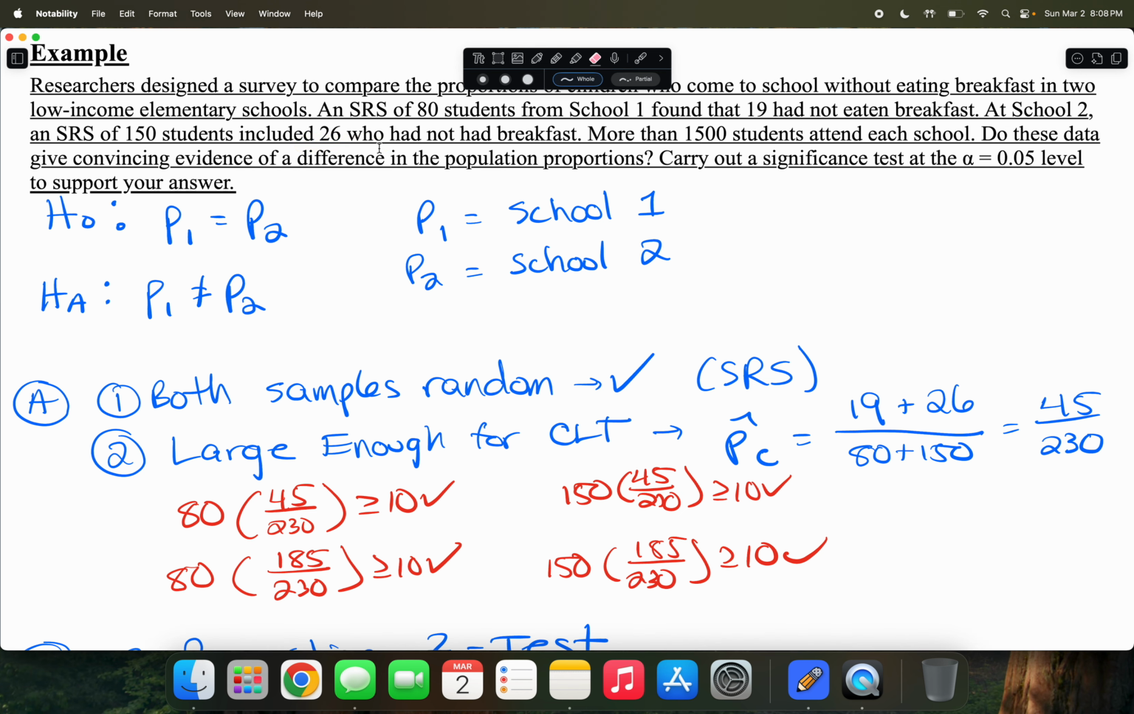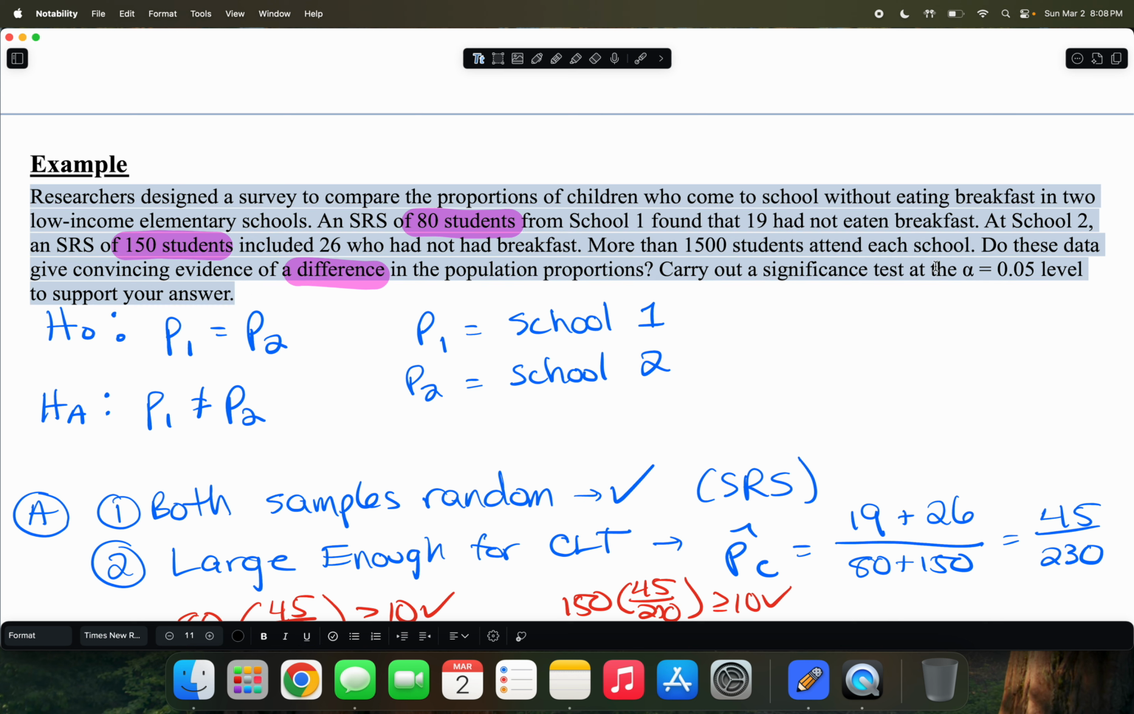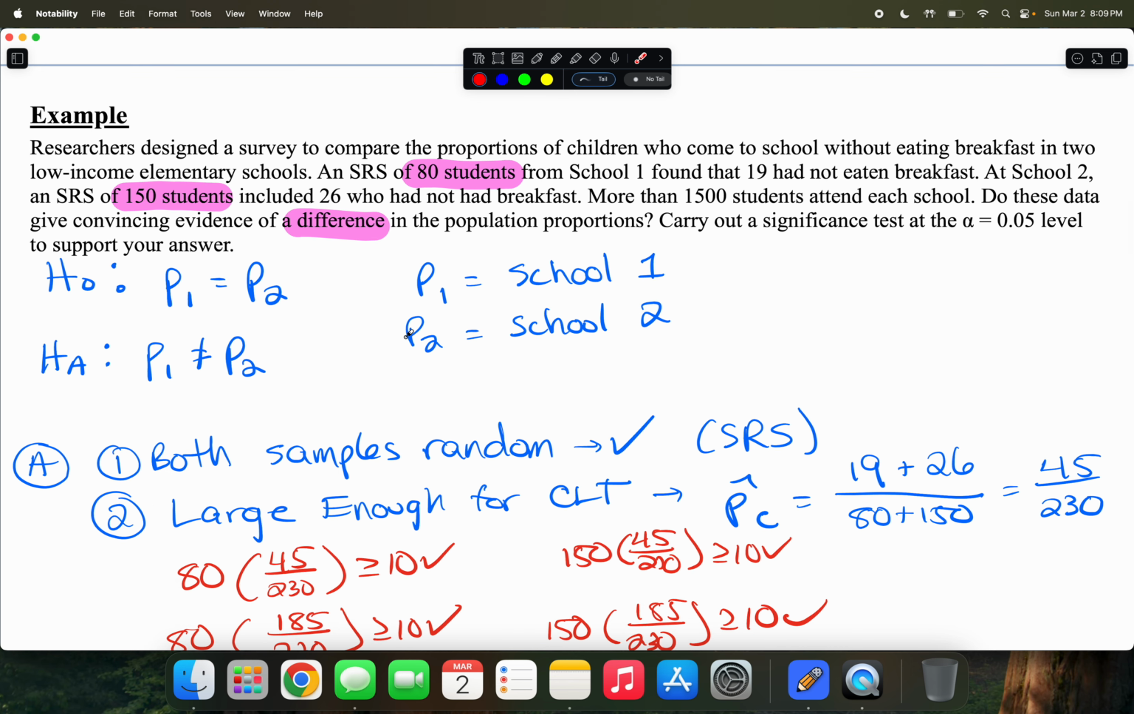But again, if we read this problem, we've got a simple random sample of 80 students here. Right, we have 80 from school 1, we have 150 from school 2. And now in this particular one, the other important thing was difference. Right? So that's how I knew that in this particular case, my alternative is just that it's not equal to. We were just testing for a difference in proportions. So it didn't give me a specific direction. That's how I knew we were here with not equal to. So I define my hypotheses.